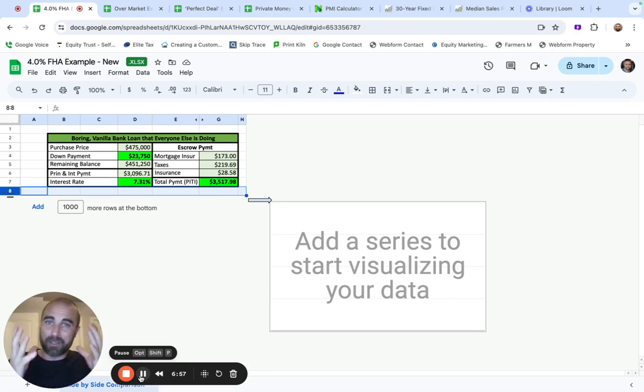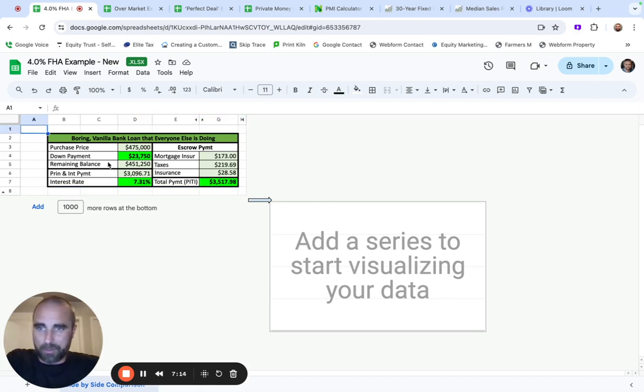There is an FHA loan, which you can do a 3.5% down payment. There's some disadvantages to that. This isn't necessarily the video to go into great detail on that. What we want to show right now is just the way a standard loan works when buying a home. So here we have all the cells. So look at this, 475 purchase price, 5% of that is $23,750.